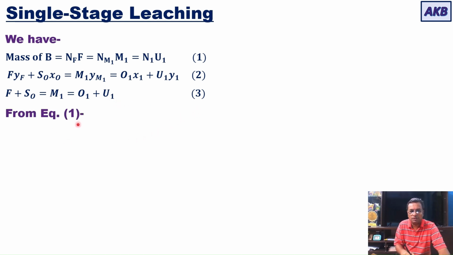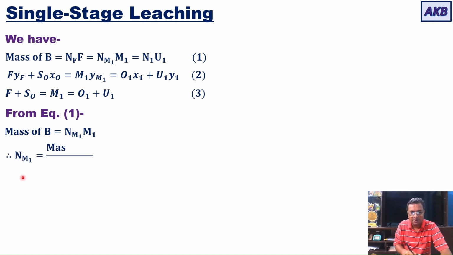Now from equation number 1, I can write mass of B is equal to NM1 into M1. Therefore, NM1 is mass of B divided by M1. So when this M1 comes on this side, we will get the equation for NM1. So NM1 will be equal to mass of B divided by M1.